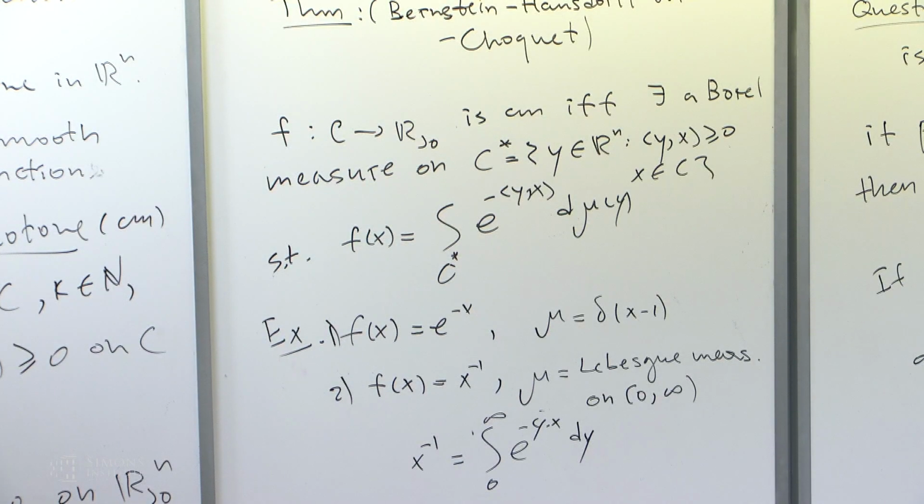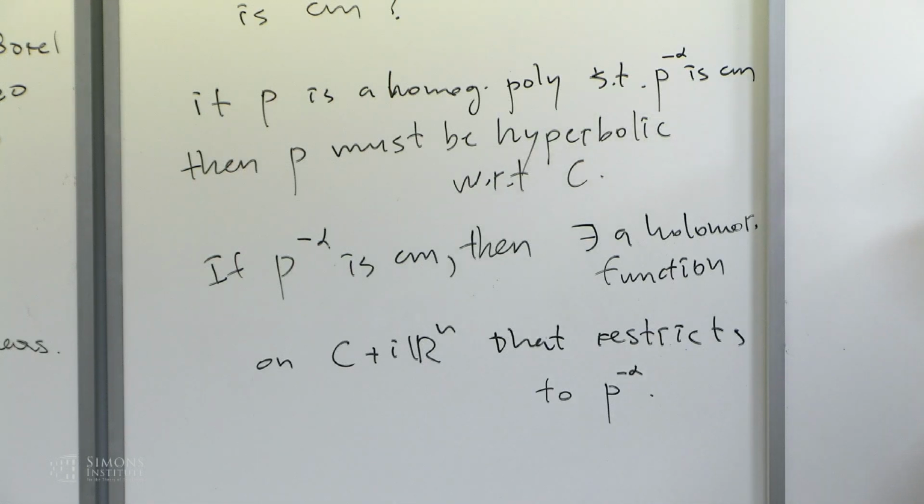Okay, and what's the quantifier on alpha? Sorry? What's alpha? Okay, so if there exists an alpha, and you can check that alpha must necessarily be positive or 0. Okay, if there exists no negative alpha such that this is completely monotone, then you're hyperbolic.